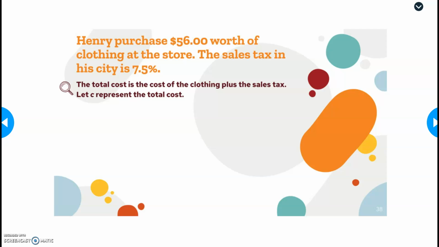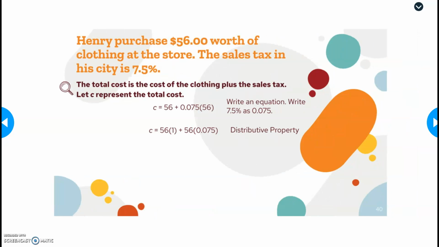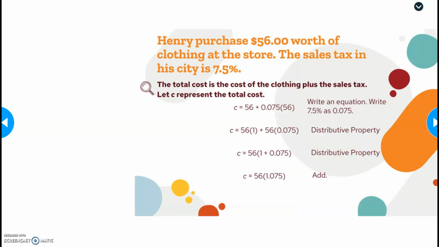So the total cost is the cost of the clothing plus the sales tax. So let C represent the total cost. So C equals 56 plus 0.075 times 56. So we know what 7.5% as a decimal is. So then I know that 56 is really 56 times 1. And I reordered this so that I had my coefficients in the same place. We're going to use what's called the distributive property. If I do 56 times 1 and 56 times 0.075, I could add those together. Or I can add what's inside the parentheses together because my outside multiplication number is the same. So that's called the distributive property.